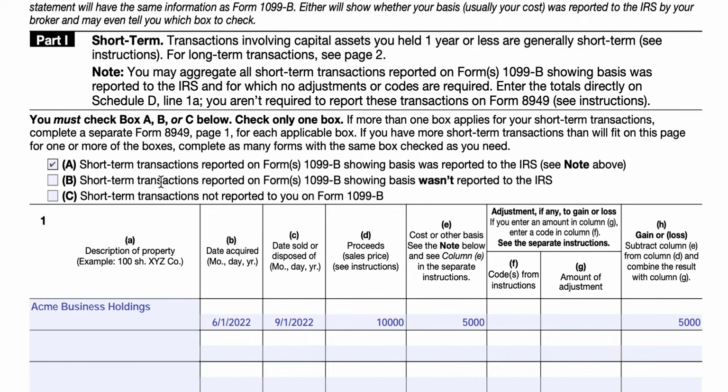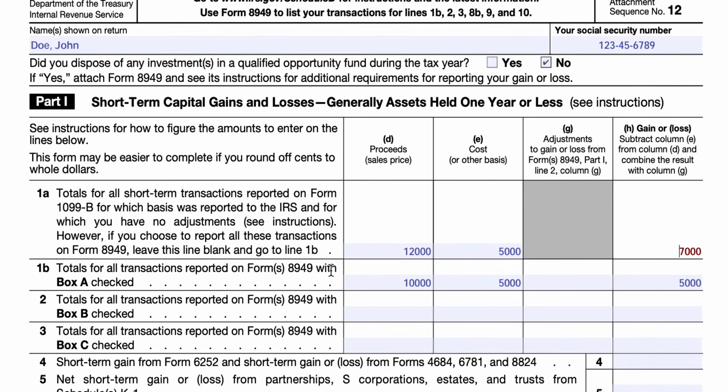And then for box C, you're going to have to have even more documentation because now you don't have the proceeds on 1099-B and you don't have the basis. So you're going to need to make sure that you have records indicating your proceeds and what your cost or other basis would be. So each of those will get reported in a different line. For convenience purposes, I left those blank, but let's go ahead and just put in some information here.